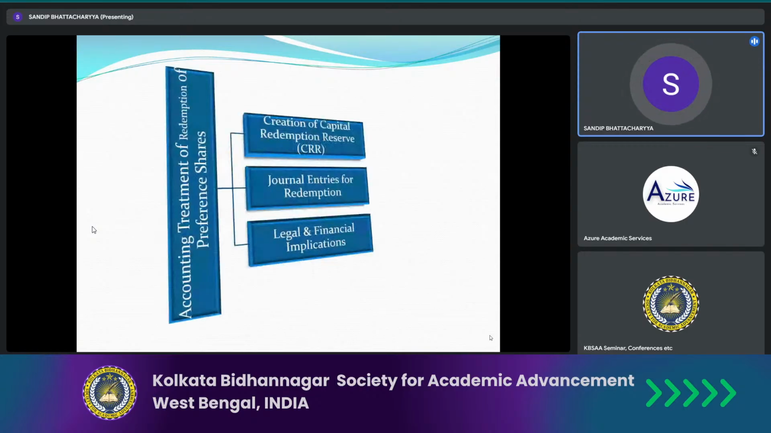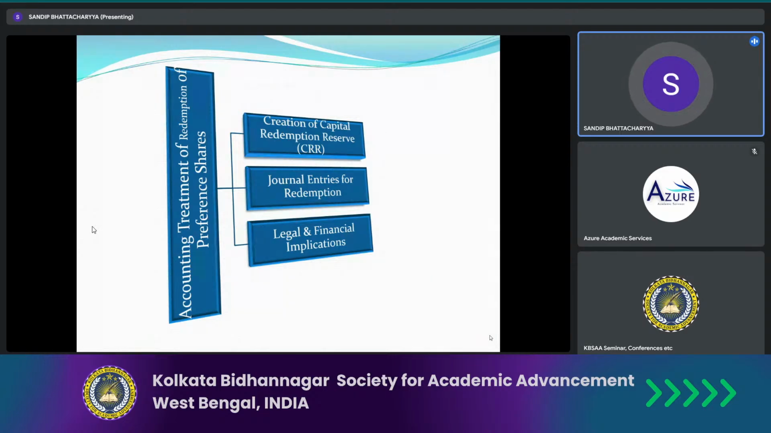Now, what is the accounting treatment of redemption of preference shares? First, you need to create a capital redemption reserve at the time of the redemption. Second, you must pass the journal entries and consider any legal or financial implication, that is, your reduced balance sheet. If you have been given the balance sheet, you just need to form the reduced balance sheet after passing the redemption of preference shares.